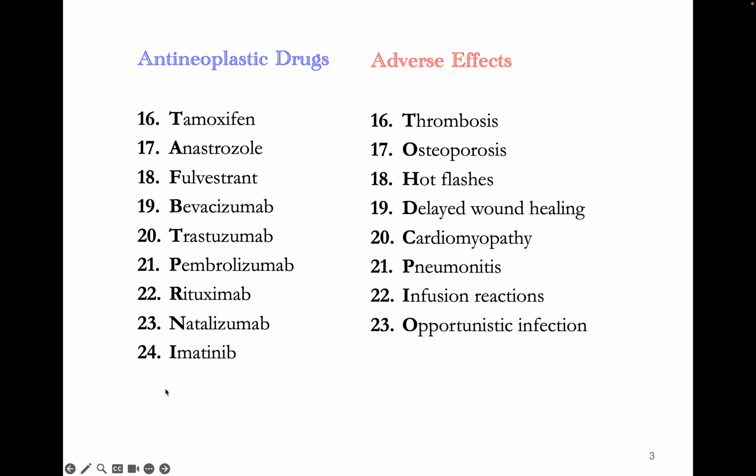Then Imatinib, that is a tyrosine kinase inhibitor. It can cause edema. It's like severe fluid retention is a characteristic of Imatinib and most of the tyrosine kinase inhibitors. Then the next one, Idelalisib, that is a kinase inhibitor and can cause fatal hepatotoxicity. This is actually in a black box warning.